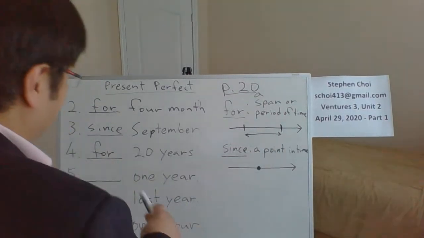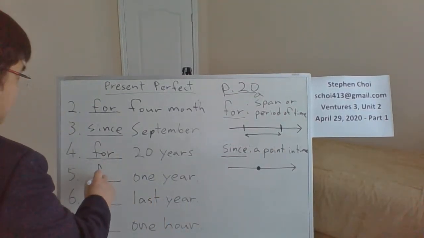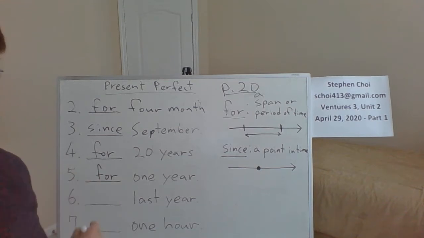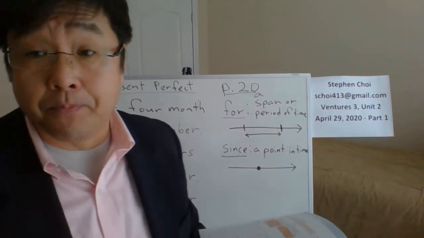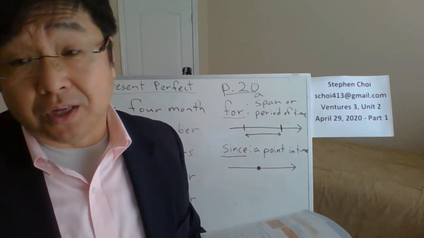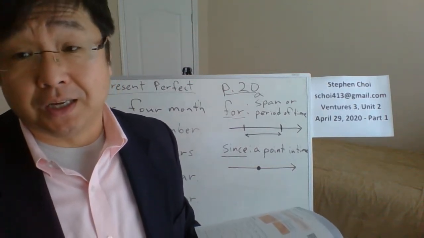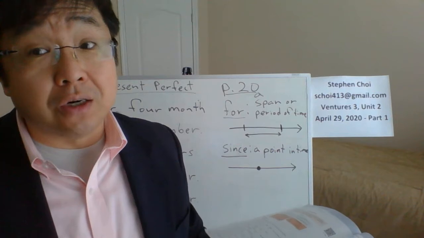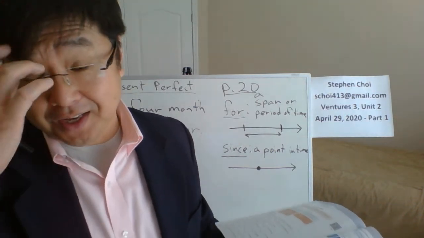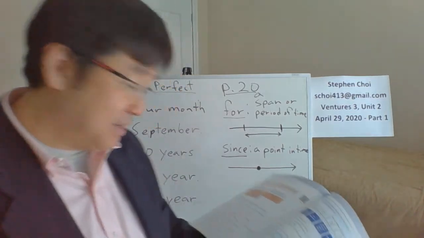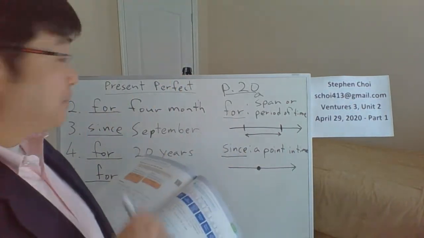So you have to put for 1 year. If it gave a specific name or year, 2010, 2015, then you would say since. But if you say just 1 year, it's like 20 years or 30 years. All right, does that make sense? Let me know if you have questions.